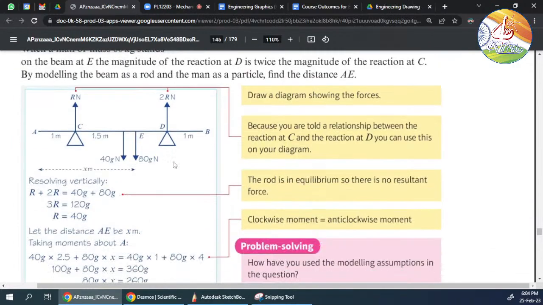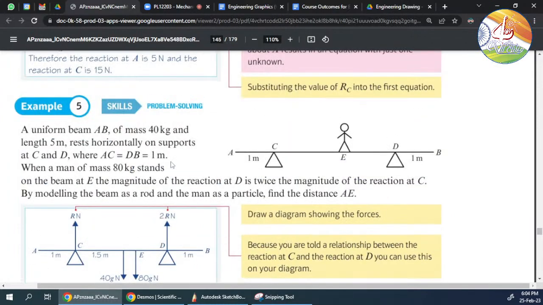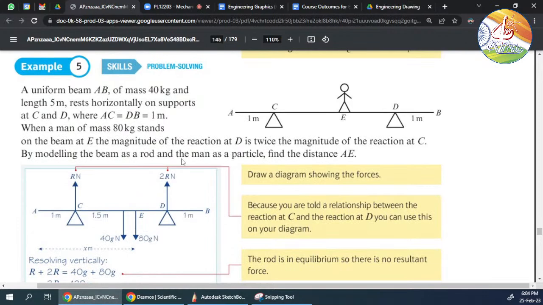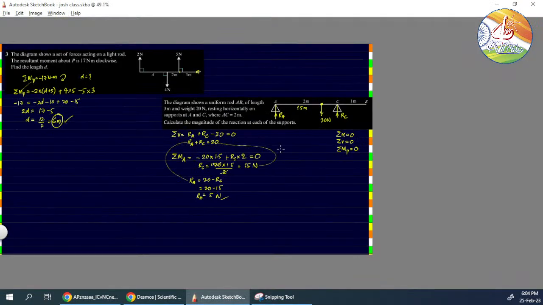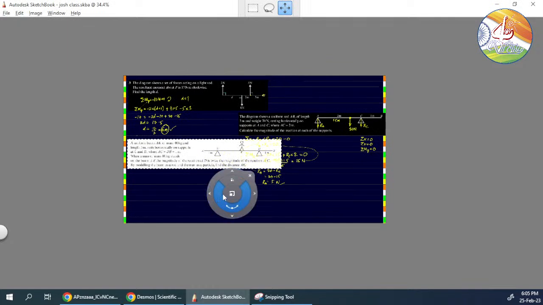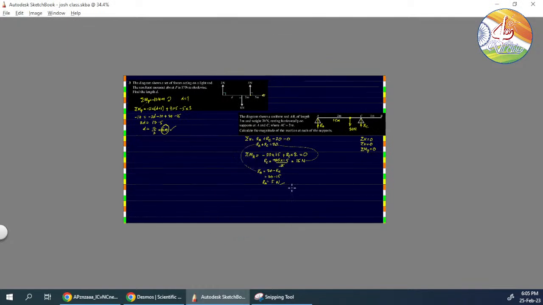Wow. So shall we solve this or shall we go for the exercise directly? Hello? Josh? Yes, sir. Okay. Let's take this. Okay. Space is not enough.